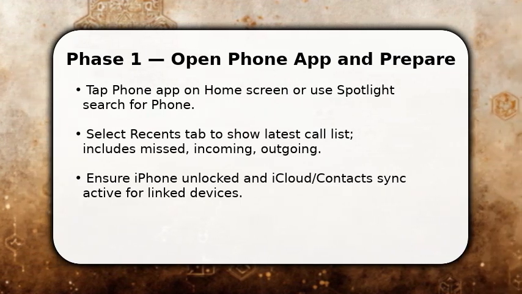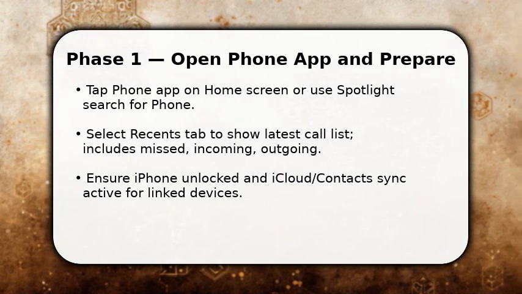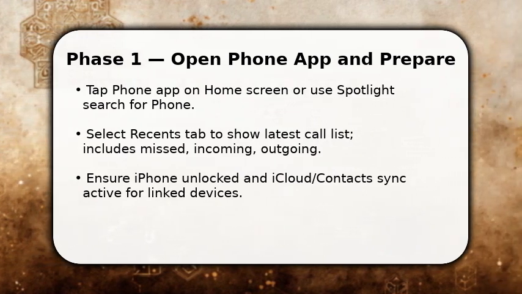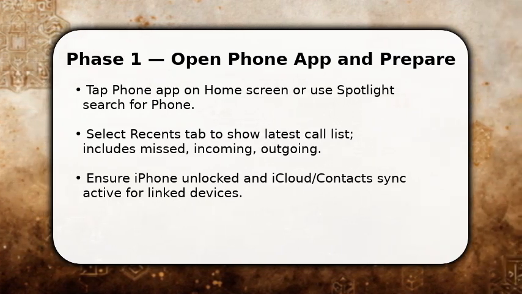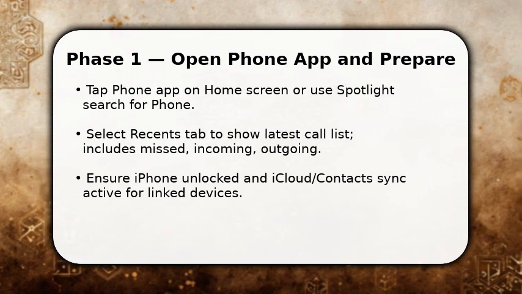Tap the Recents tab to reveal timestamps and call types. You want that context. If you have many entries, prepare to filter or search. That speeds finding a specific call. Now move to narrowing down the list.